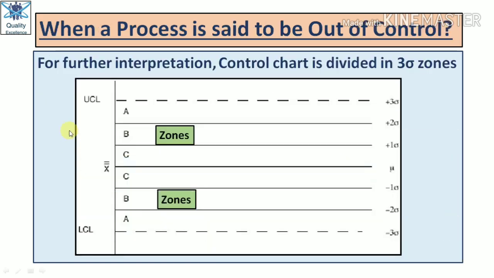Now, before moving further, let us bifurcate the control chart in sigma zones. You can see here, this is the upper control limit, this is the average, or you can say target line, and this is the lower control limit. Here we have bifurcated this part into 3 zones and this part into 3 zones. Each zone is of 1 sigma or 1 standard deviation. So in total it will be 3 standard deviations on this side and 3 standard deviations on this side. This is only for better interpretation of control chart conditions.